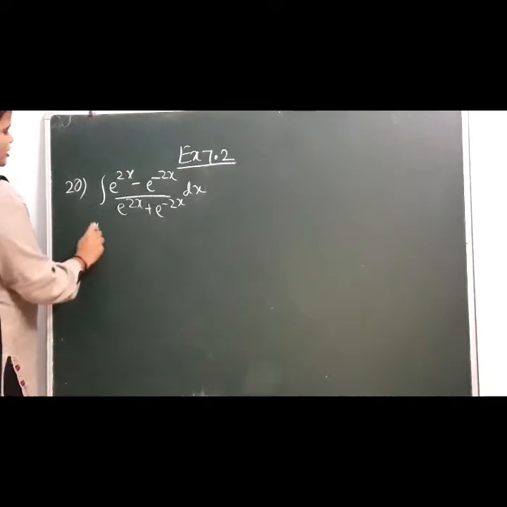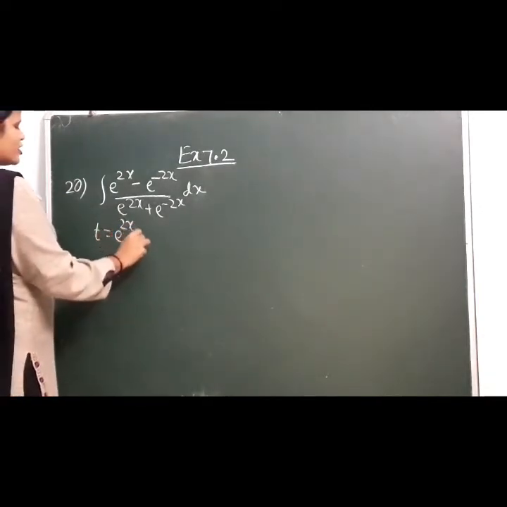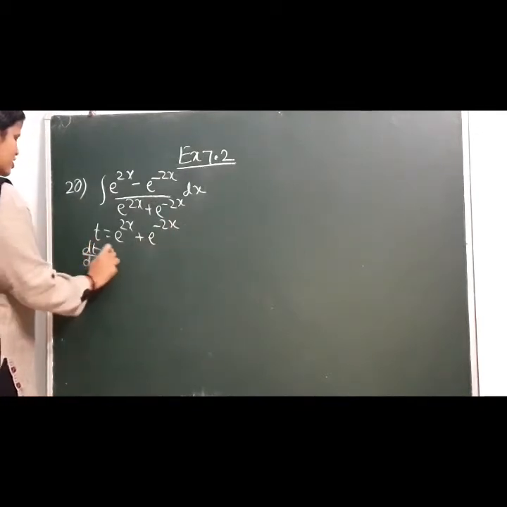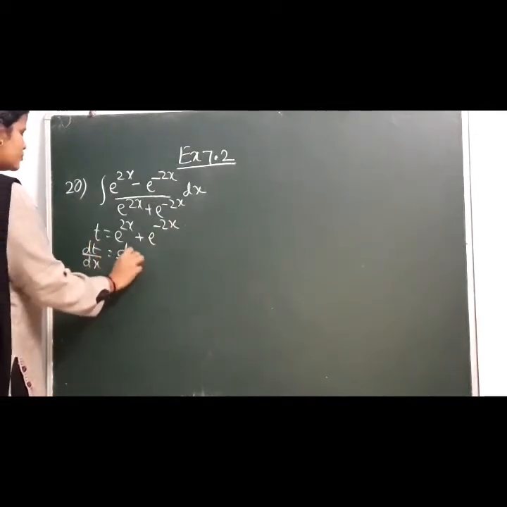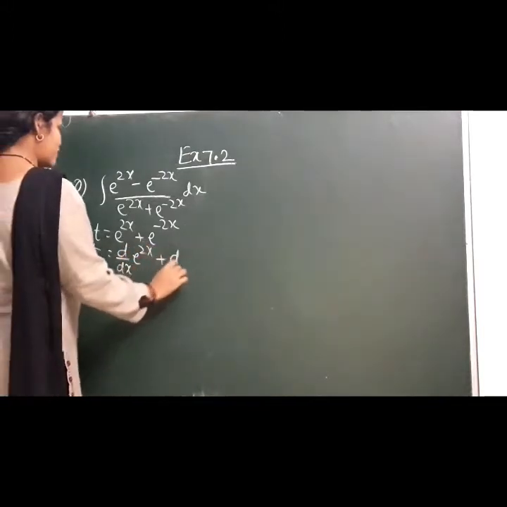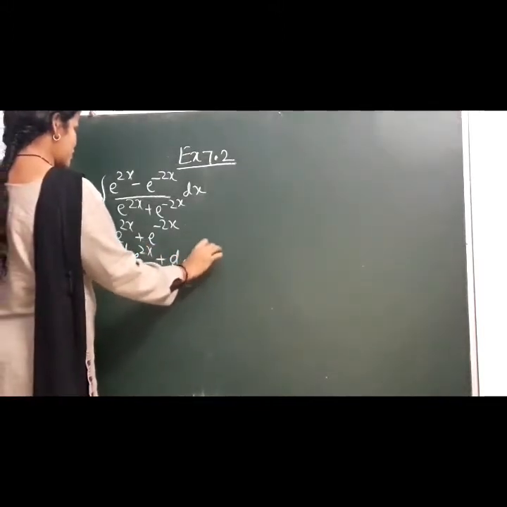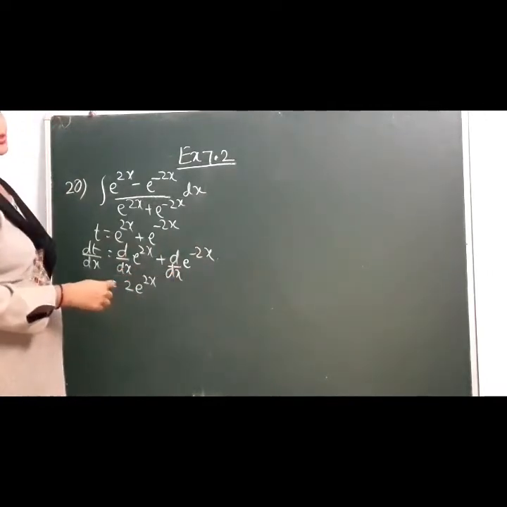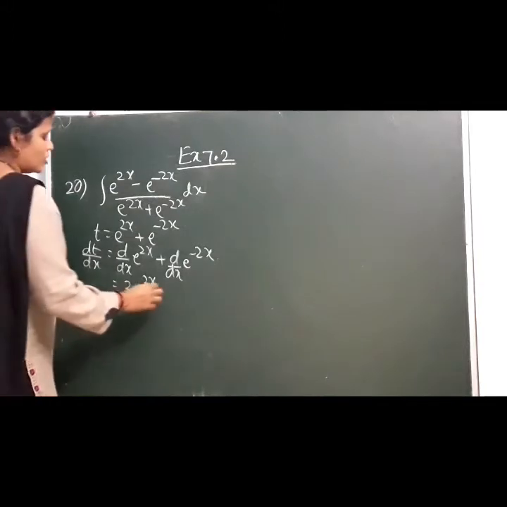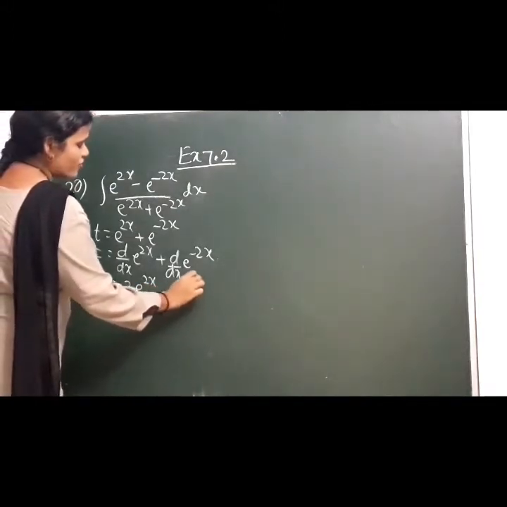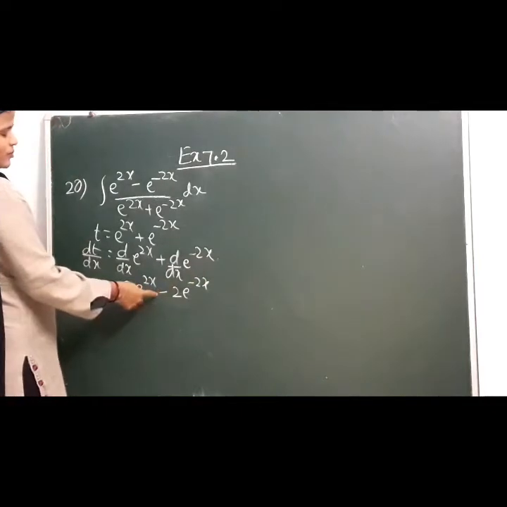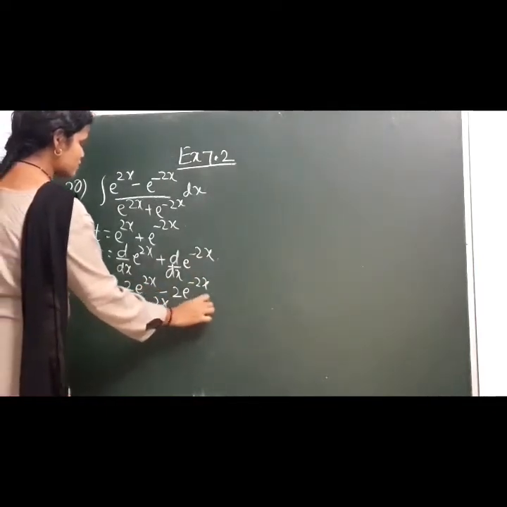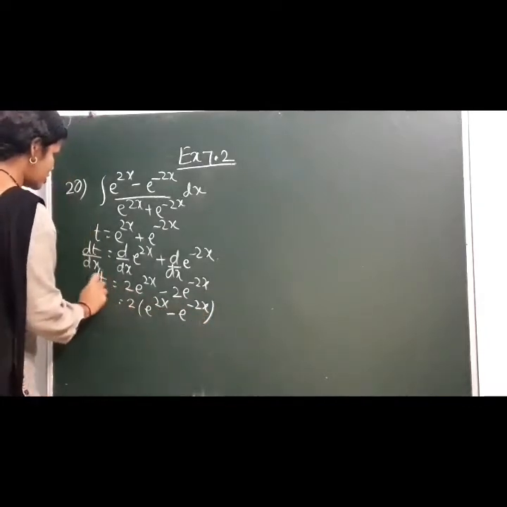So what we will do, let t equal e^(2x) plus e^(-2x). Differentiate: dt upon dx is d upon dx of e^(2x) plus d upon dx of e^(-2x). It comes 2e^(2x), because the derivative of e^x is e^x only, minus 2e^(-2x), because minus is there, so it becomes minus. What is common here? Take 2 common: 2(e^(2x) minus e^(-2x)). This is dt upon dx.